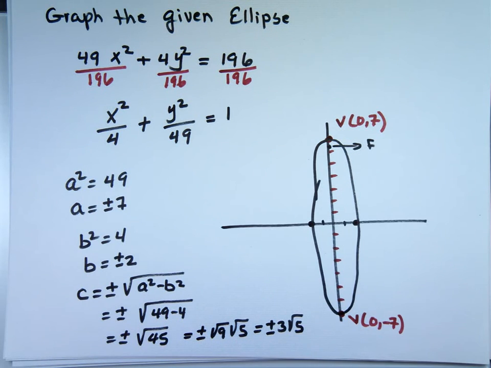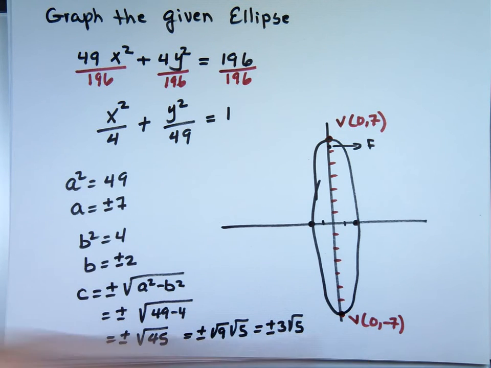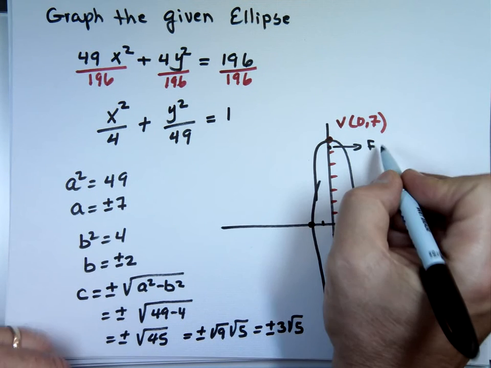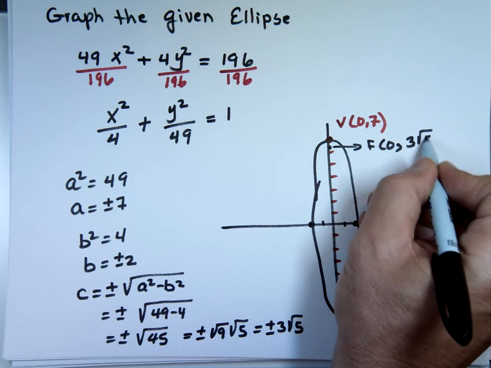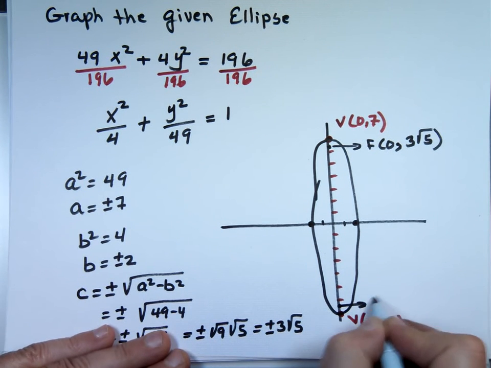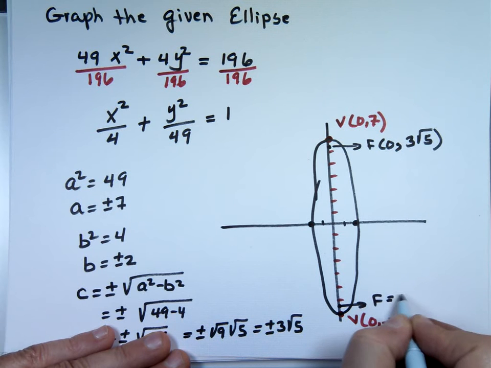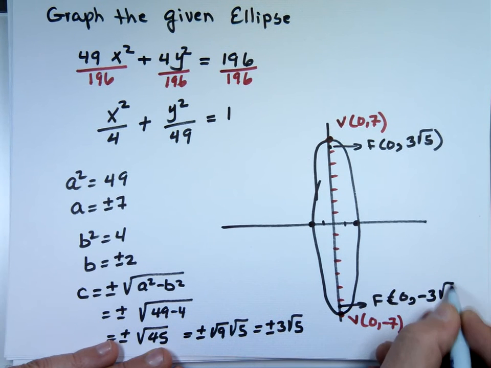That's where the focal point is. The skinnier the graph, the closer the focal point is to the edge. The fatter the graph, the closer it is to the center. So this focal point is going to be where? 0, comma, 3 the square root of 5. Just leave it like that. And this one here, 0, negative 3 the square root of 5.